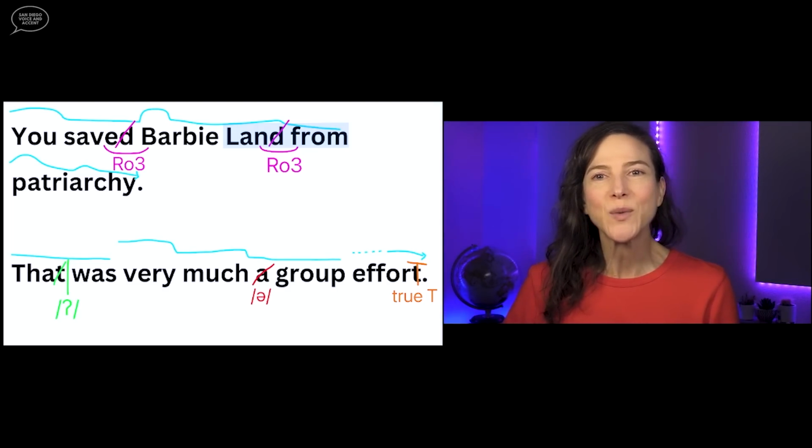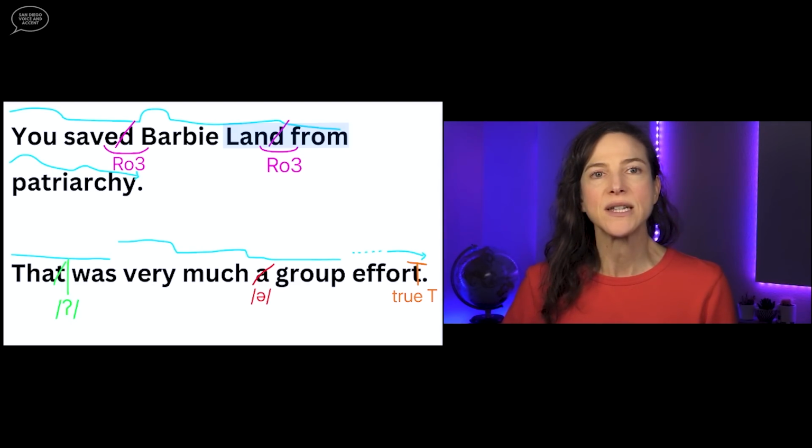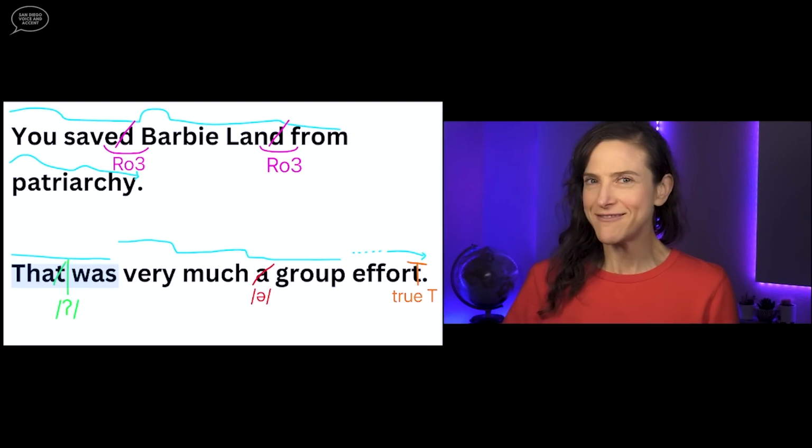Now, moving on, we have one more interesting link that I want to point out with the next sentence, that was. Here we have a final T in the word that, and you'll see there's a green line through it and then a vertical line. So that means that T was changed to what? Do you know the rule?